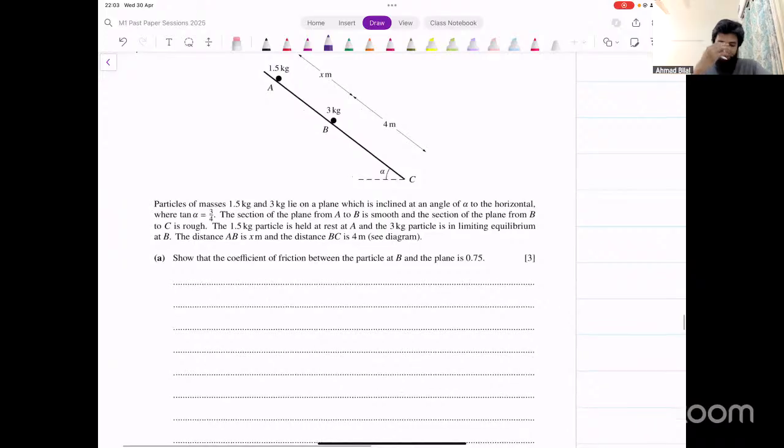So it says particles of masses 1.5 kilogram and 3 kilogram, they lie on a plane which is inclined at an angle of alpha to the horizontal. Okay. Tan alpha equals 3/4.